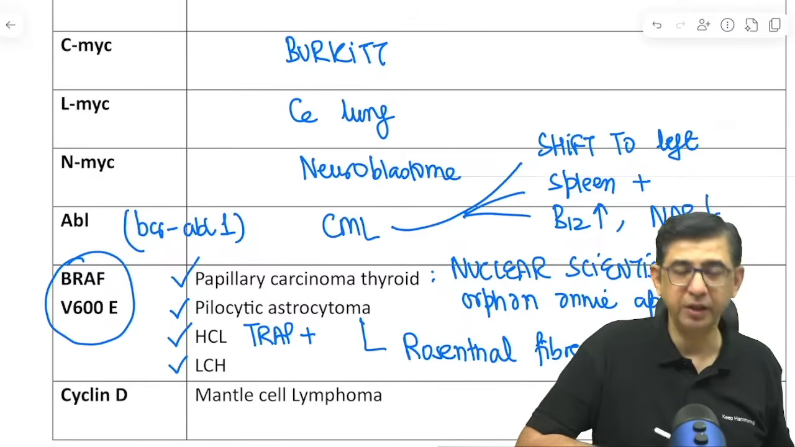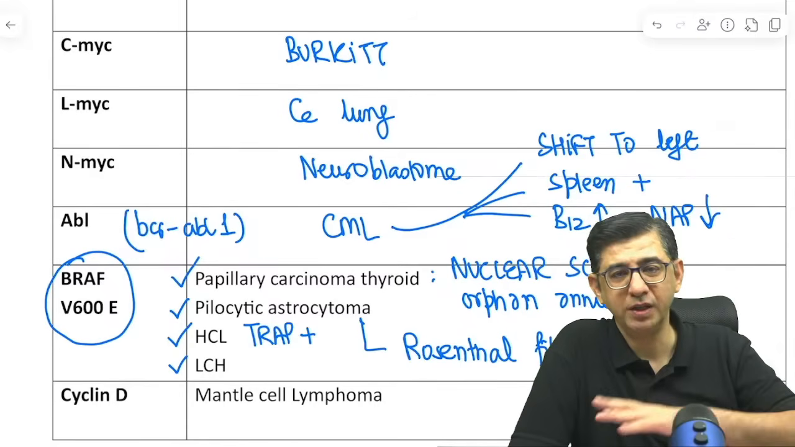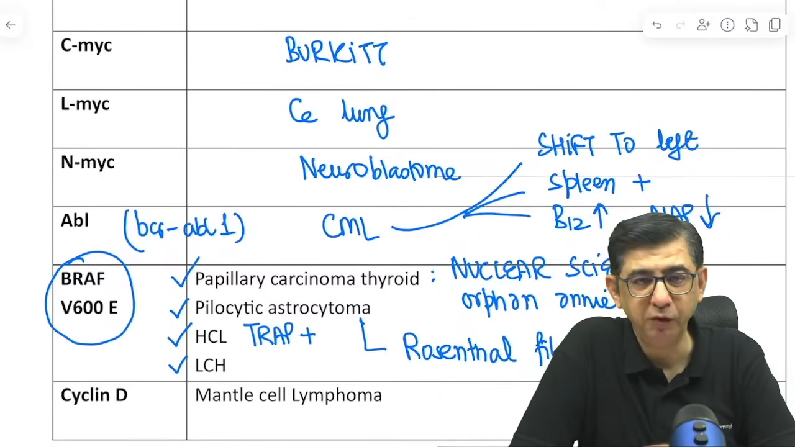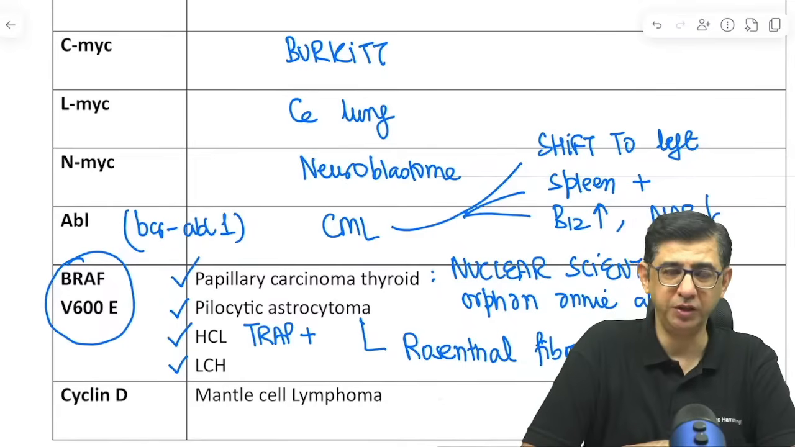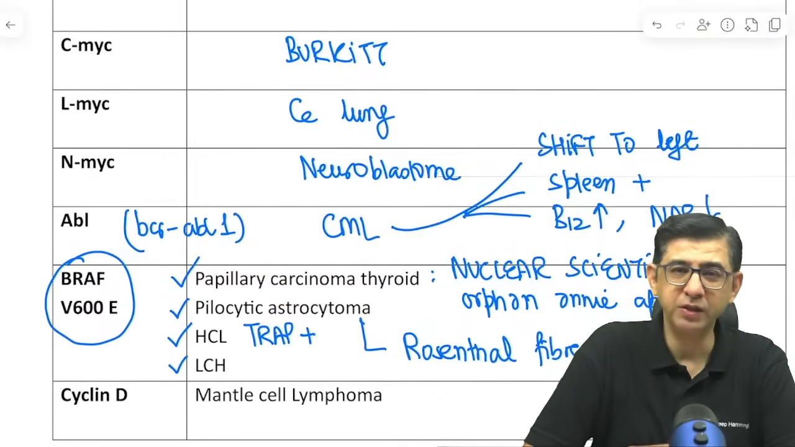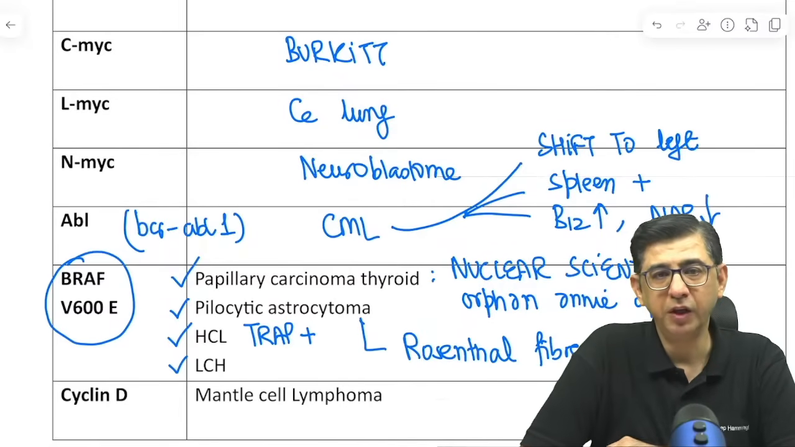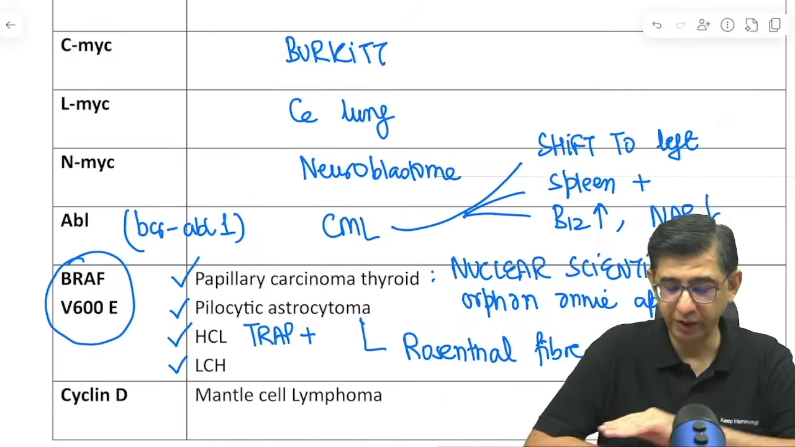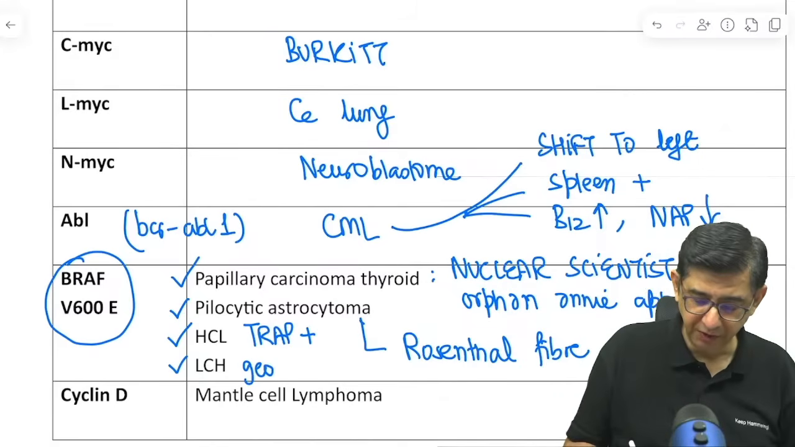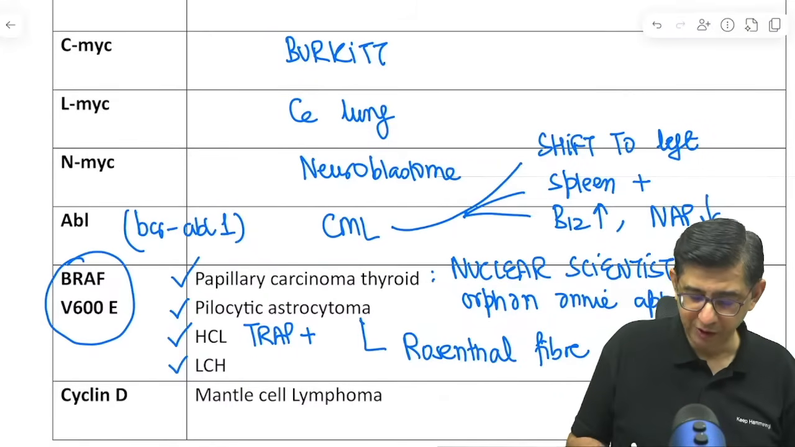LCH is Langerhans cell histiocytosis. So four examples, four names to be remembered for BRAF V600E mutation. That would be papillary cancer of thyroid and pilocytic astrocytoma, TRAP positive cells of hairy cell leukemia, and then LCH, Langerhans cell histiocytosis. LCH is famous in pathology because of that aspect of Birbeck granules.